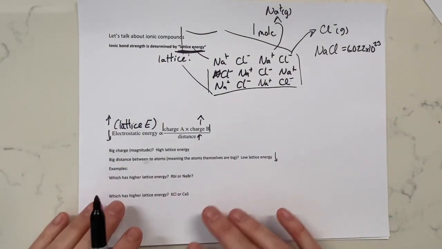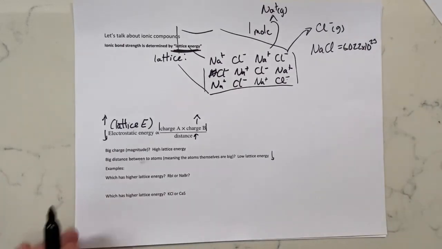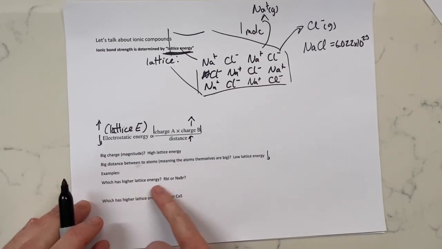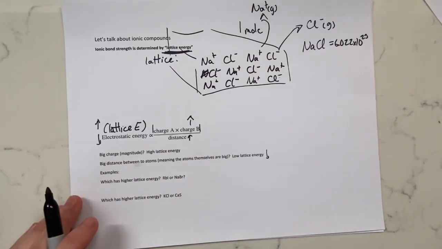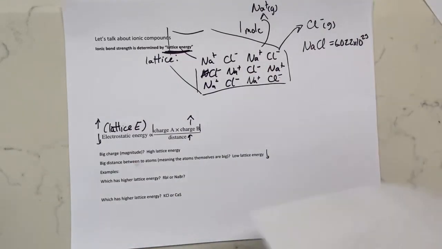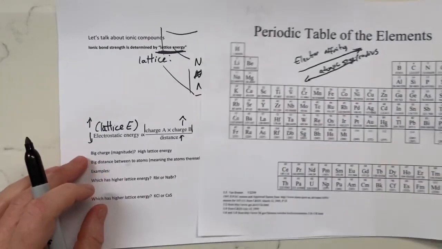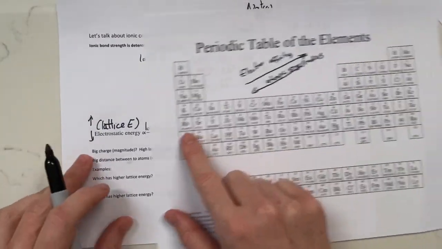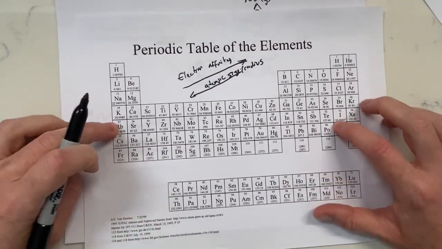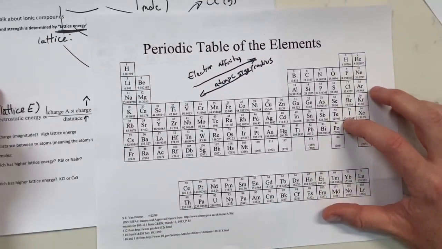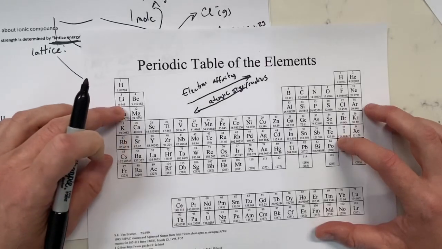Let's do some examples because I think that would help more than just me talking. Okay, which has a higher lattice energy, RbI or NaBr? Okay, let me pull out my periodic table over here. So rubidium iodide here, rubidium and iodide versus sodium and bromide.